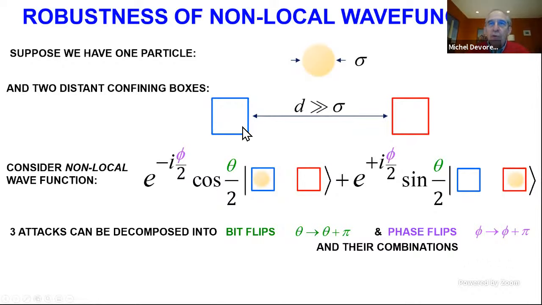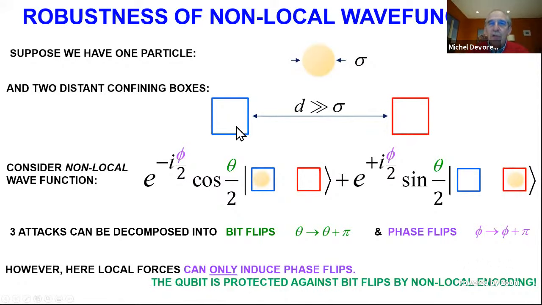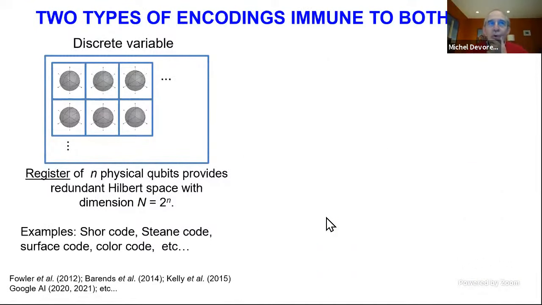So when you encode the qubit in this non-local way with these two boxes, which are far away in real space, I will protect the qubit against bit flips, which would exchange the cos and the sine and would exchange the box. Of course, you don't protect the qubit against phase flips, which correspond to different local potentials here. And so the aim of quantum error correction is to create an encoding which is immune to both the phase flips and the bit flips.